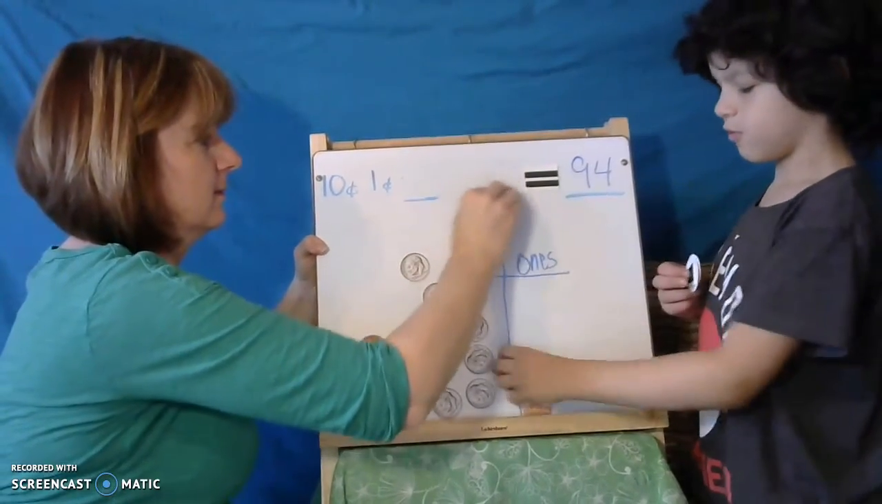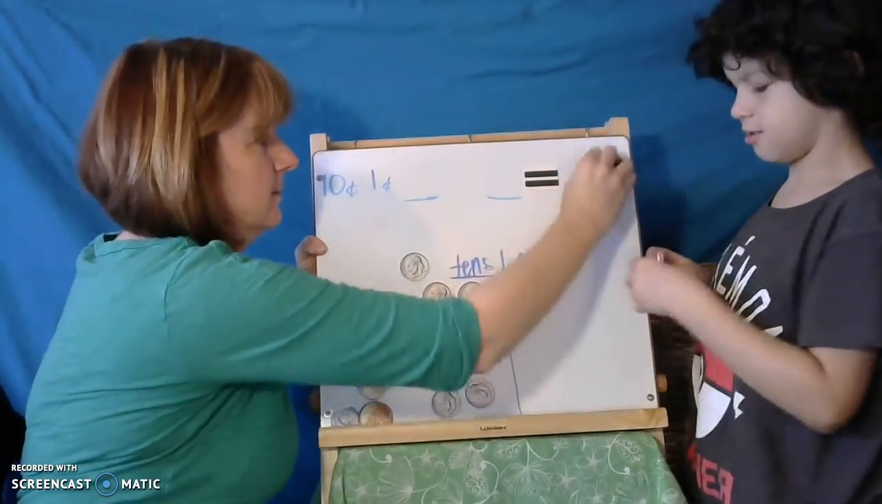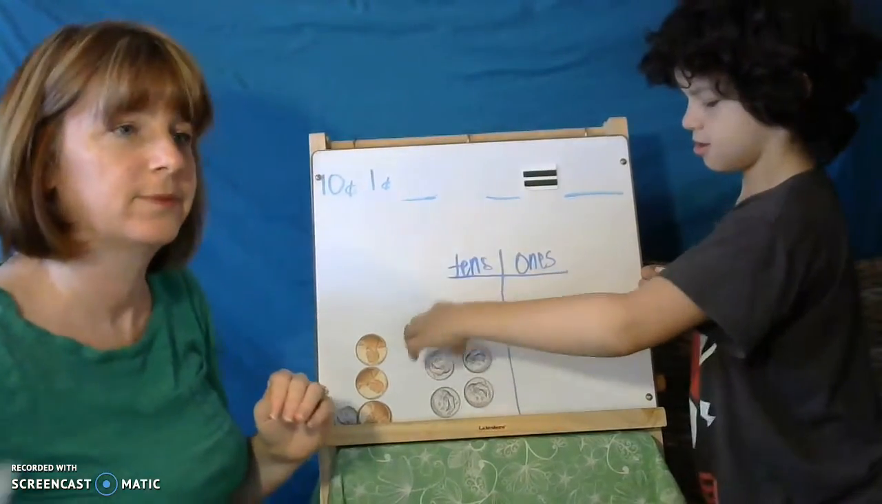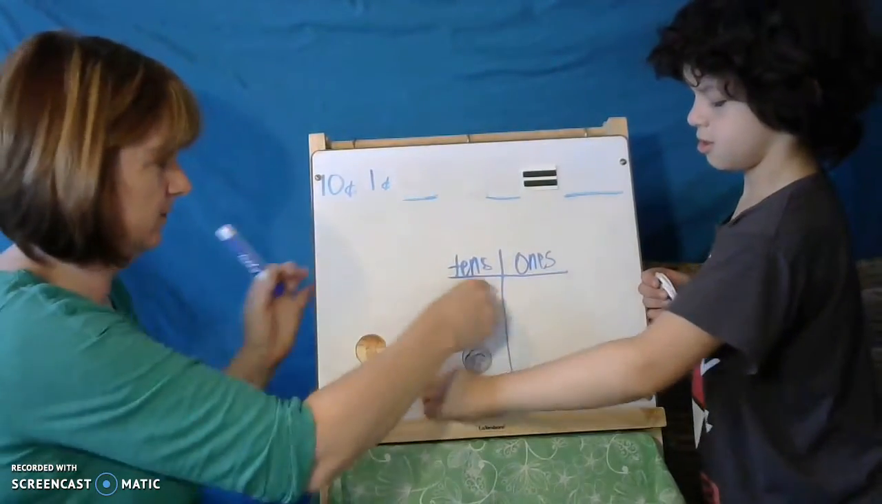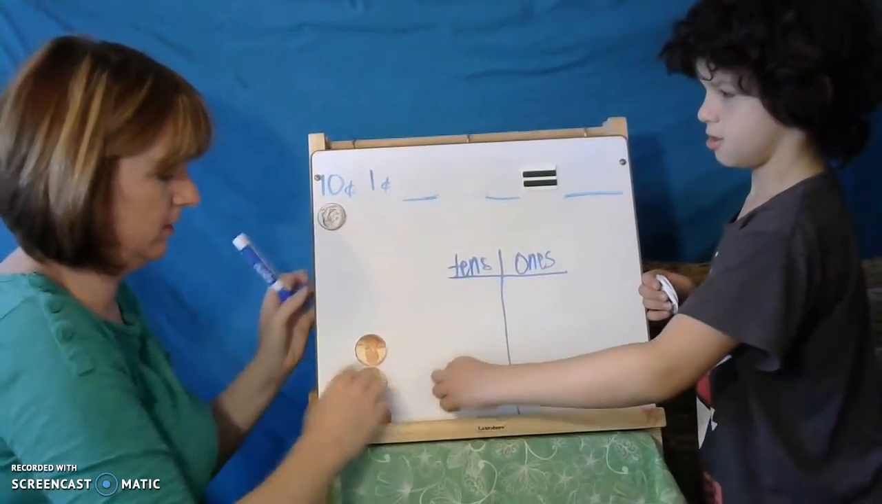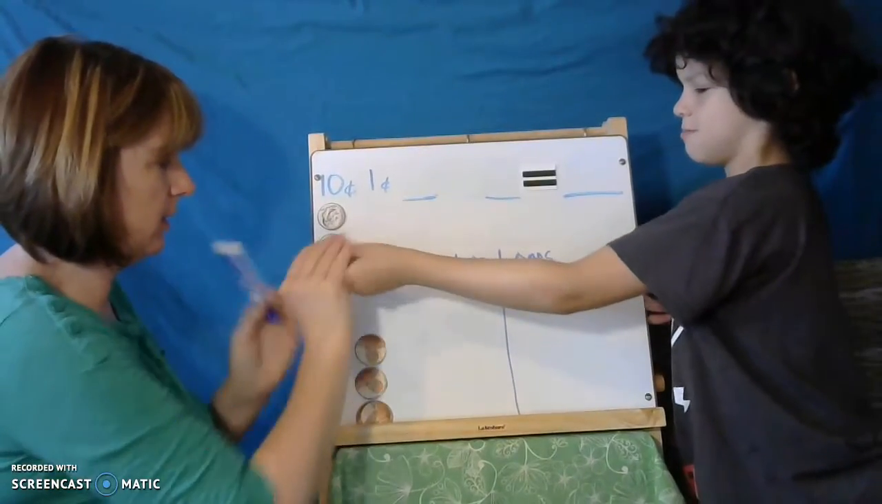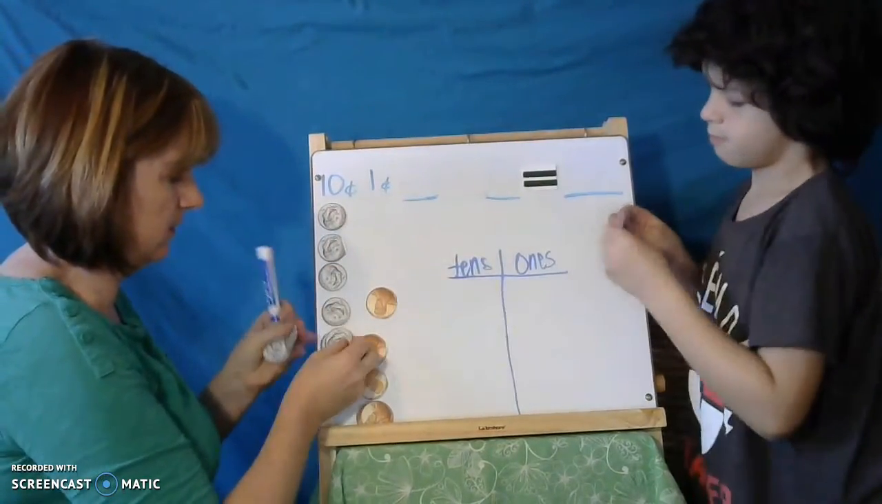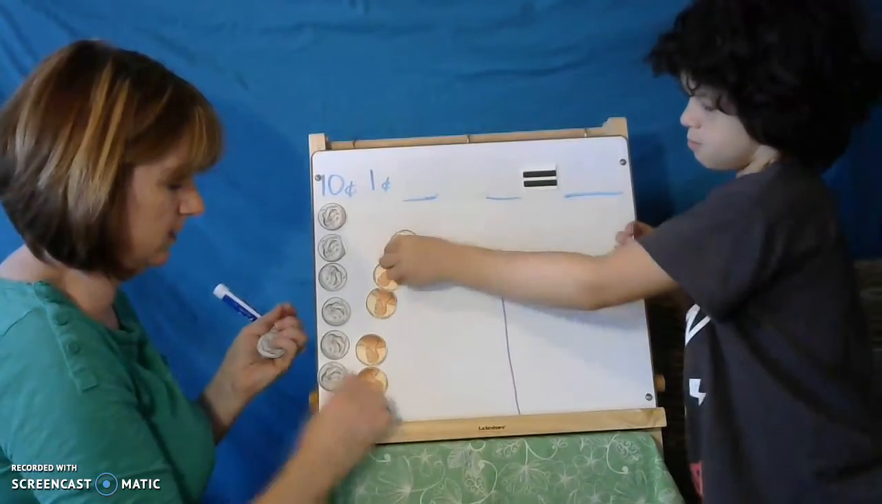Oh, it looks like we're having a rainy day today. Yep, it's a rainy day today. Okay. We'll put our dimes in the 10 spot and the pennies in the 1s.